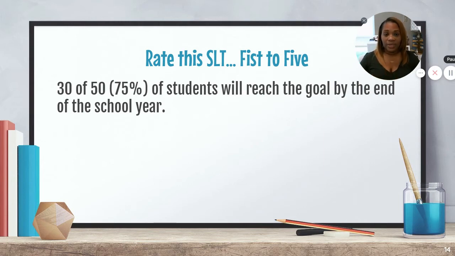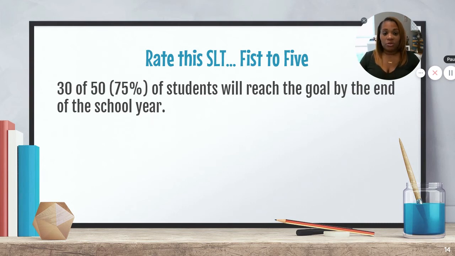So with this one, how did you rate it? For me, I would have given this one a 1 or a 2. So, let me tell you why. So I'm looking at it. Number one, 30 out of 50 is not 75%. So to look at that and say that's completely wrong. So that can't be 75% of the students. It's actually about 60% of the students.